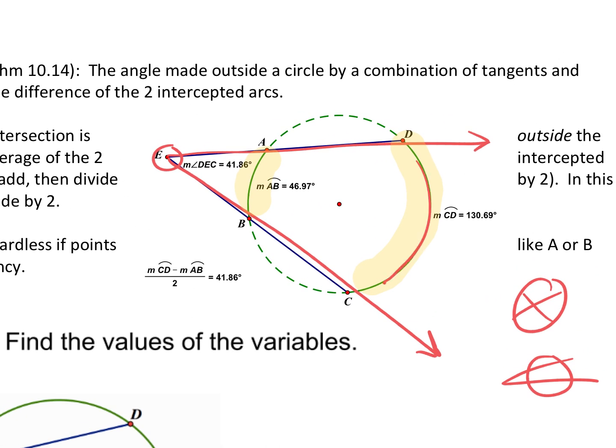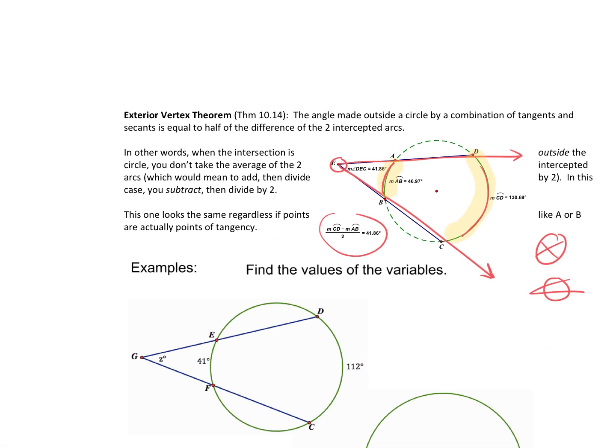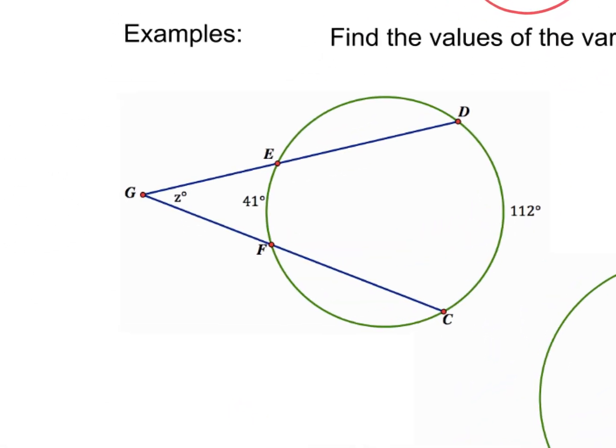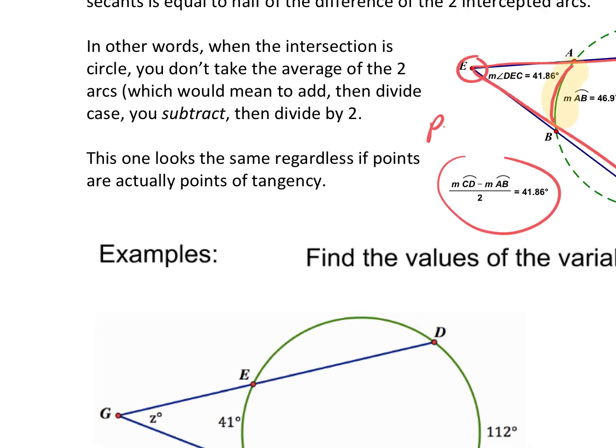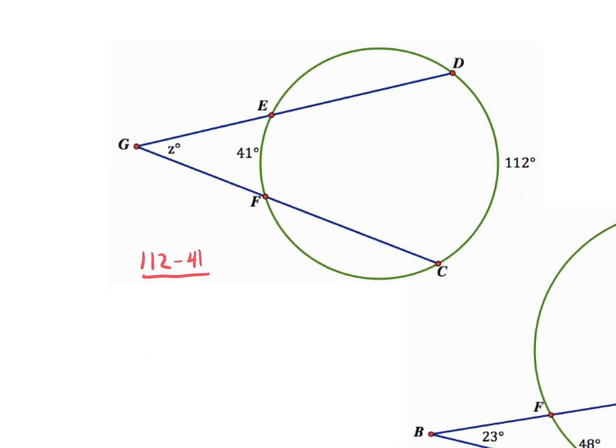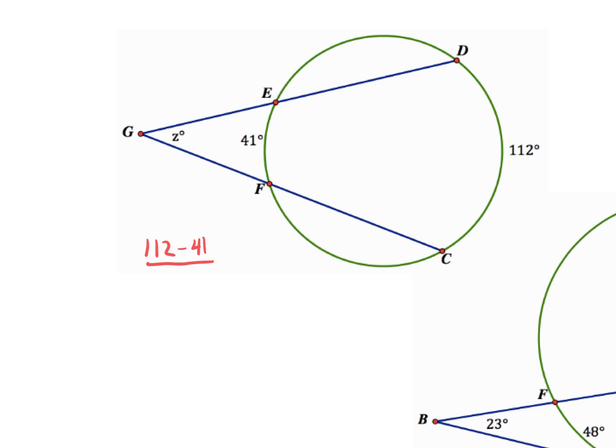130.7 minus the 47 or so, divide that by 2, and you're going to get 41.86. There are a couple of different kinds of questions they can ask about that. What if they give you this? This is the straight-out-of-the-theorem way to ask it, and we will do the proof of this in class too. I'll make myself a note. 112 minus 41, and divide that by 2. I get 71 over 2, which is exactly 35.5.